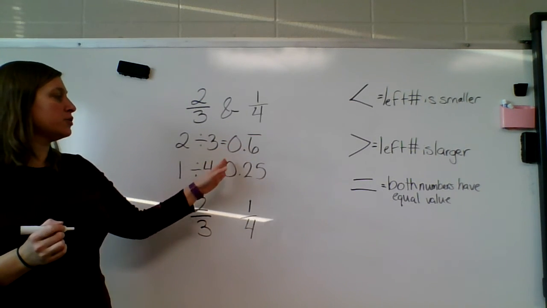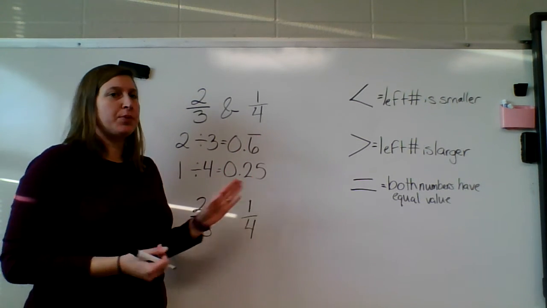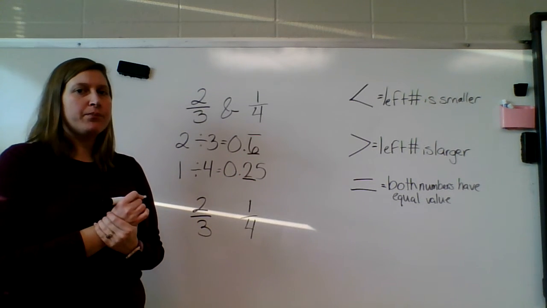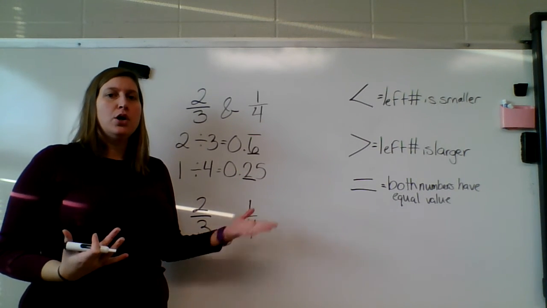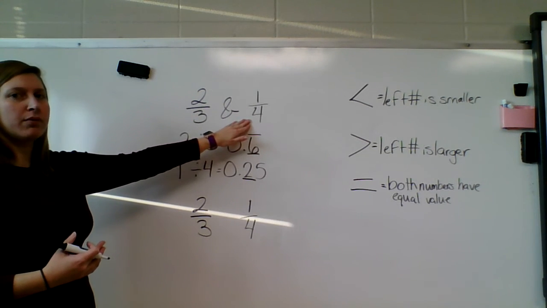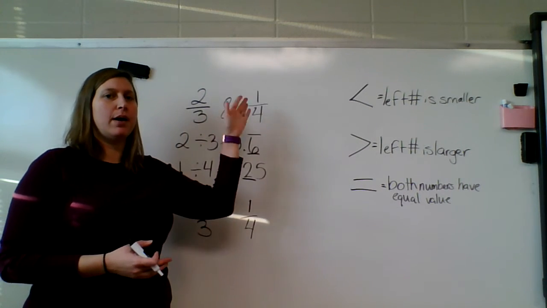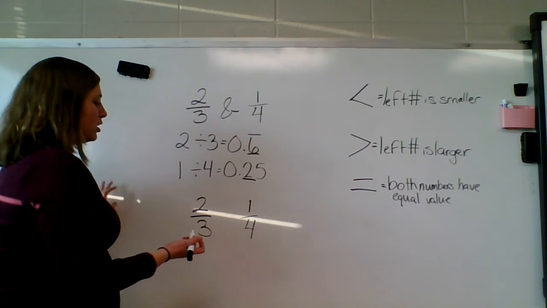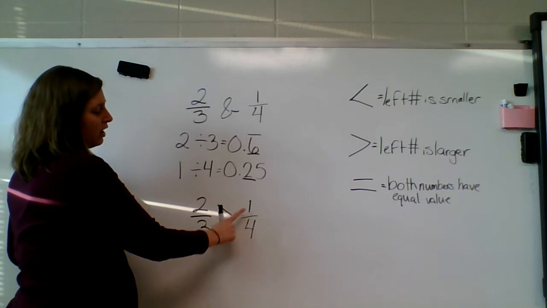So if I have zeros in both my ones place, I can't use that to compare. So I'm going to move to my tens place. One number has a 6 and one number has a 2. So which one's larger? The 6 is larger than the 2, so that means 2/3 is going to be larger than 1/4. Which symbol is going to show me that my left number is larger than my right number? It's going to be my greater than symbol. So I'm going to use the greater than symbol to compare and say 2/3 is greater than 1/4.